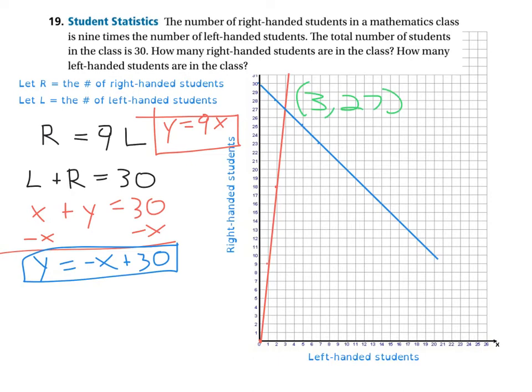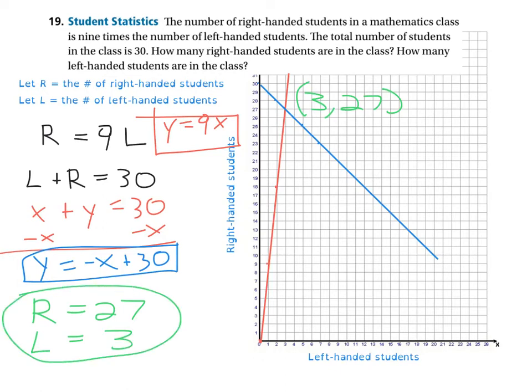So it says how many right-handed students, how many left-handed students, and so we say R equals the number of right-handed students, 27. L, the number of left-handed students, equals 3. They sum to 30, the number of kids, and R is 9 times what L is.